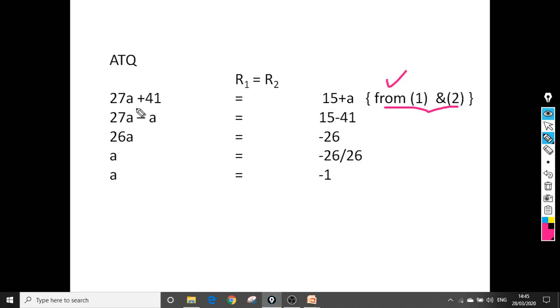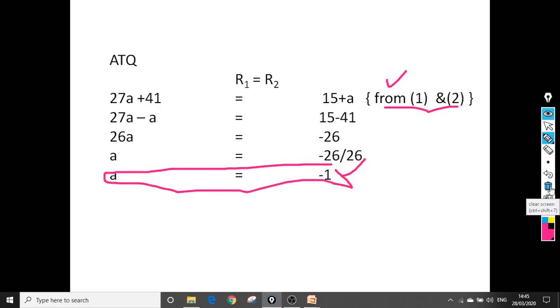Transposing the variable to one side, we get 27a minus a equals 15 minus 41. By solving this, we get 26a equals minus 26, and finding the value of a by shifting this 26 to the right hand side, we finally get the value of a as minus 1. So with this condition, we get the value of the constant, and that constant is minus 1.